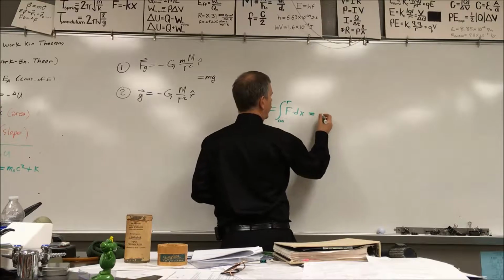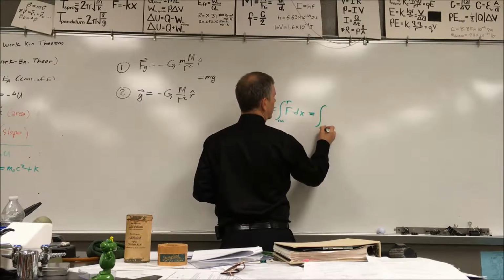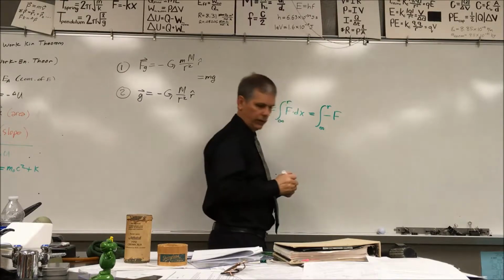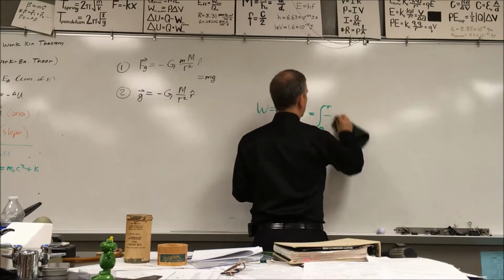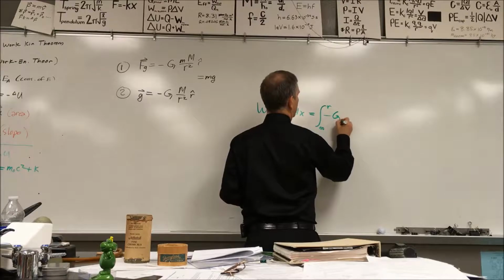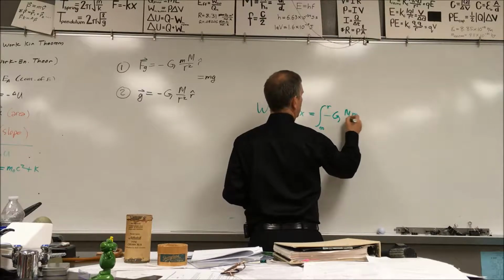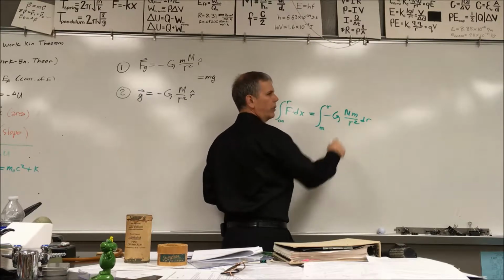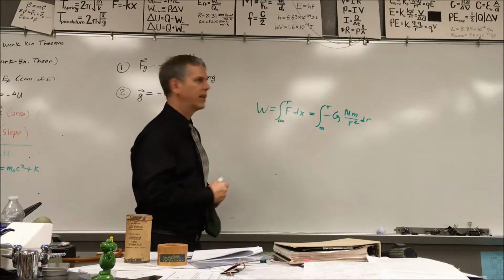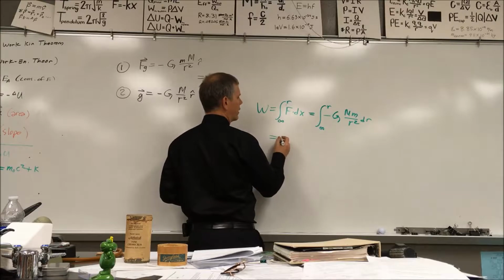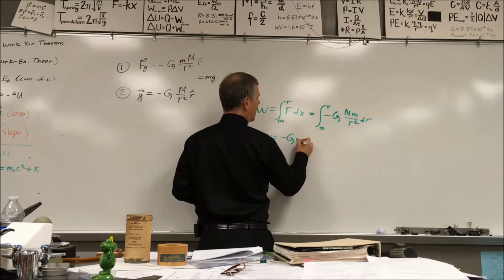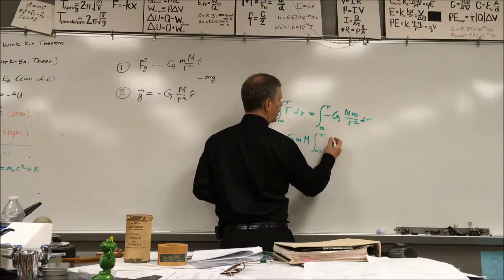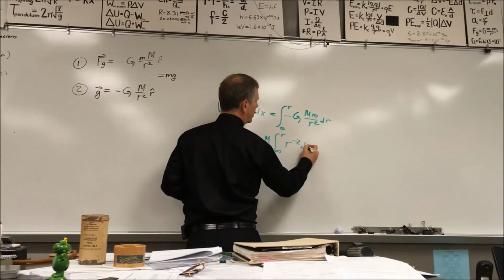So, I put in my force equation. dr. And notice that all three of those are constants, and we know that constants can come out of an integral, which gives me negative G m integral from infinity to r of r to the minus 2 dr.